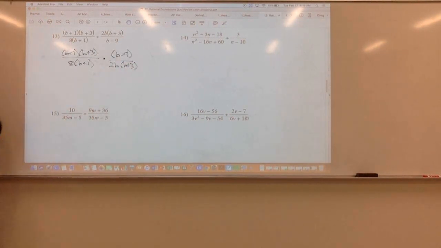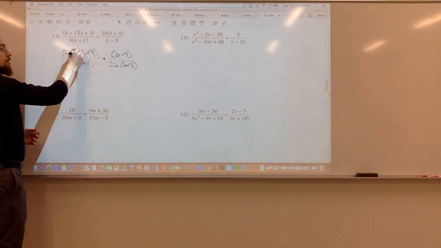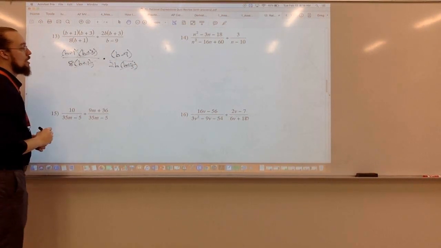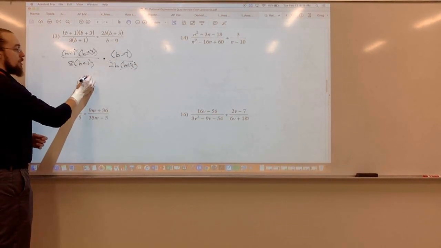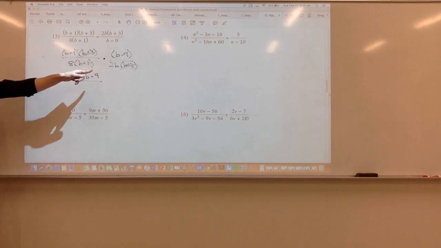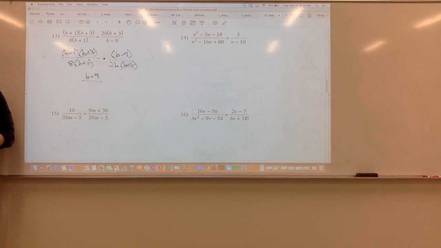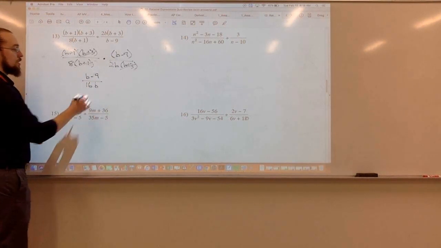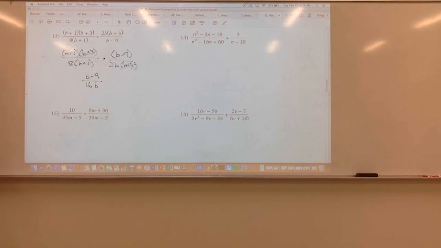Now in this problem, everything was factored for us already, so I can just go ahead and start canceling things out. So I can cancel out these b plus 1s, these b plus 3s, and then I'm just left with b minus 9 in my numerator over 8 times 2b. I can go ahead and multiply those together. 8 times 2 is 16, so 16b. Then I need my restrictions.